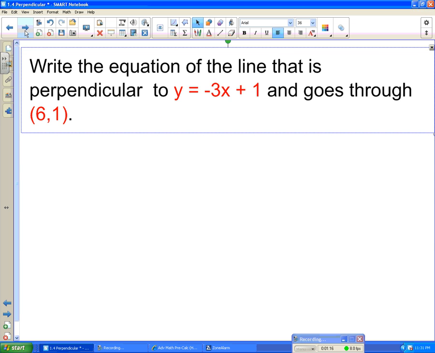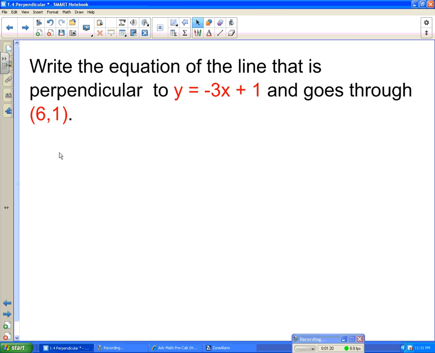Let's go ahead and look at an example. I want to write the equation of a line that is perpendicular to y equals -3x plus 1 and goes through the point 6, 1. So just like before, we're going to start with our given line, this y equals -3x plus 1. And here we're going to look at it and determine what is the slope of the given line. Well, since it's in slope-intercept form, I can see the slope is the coefficient of x, which is -3. Now that's the slope of the given line.